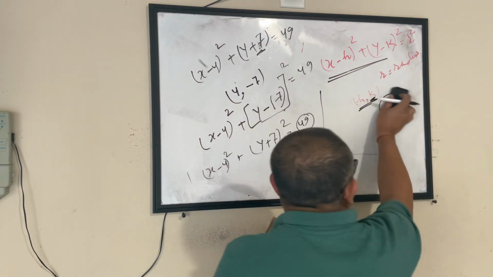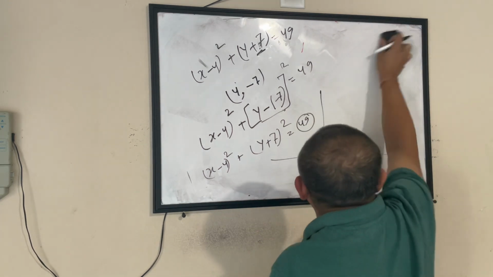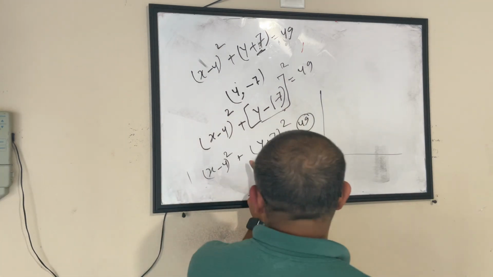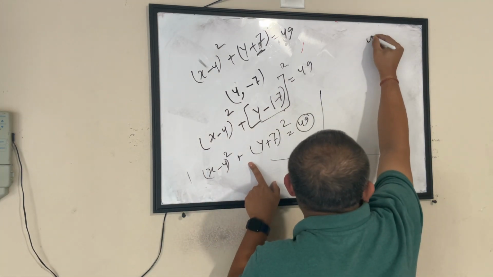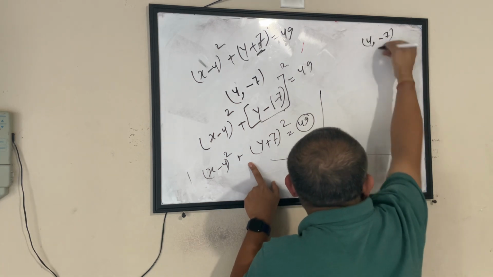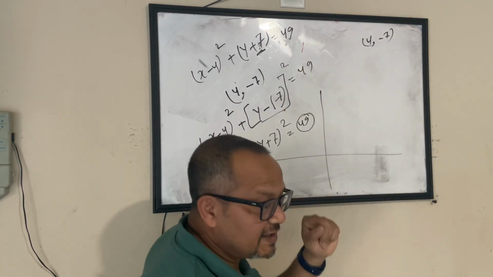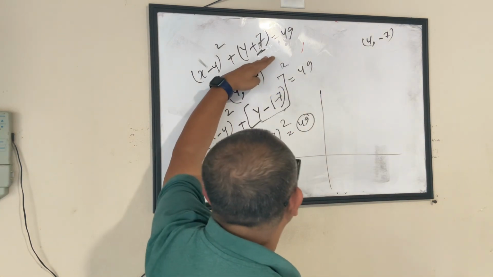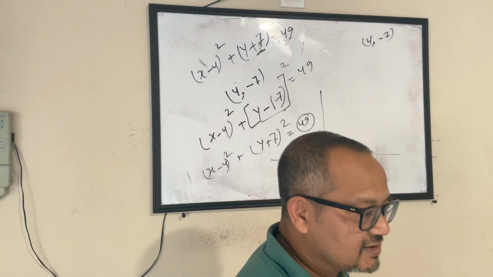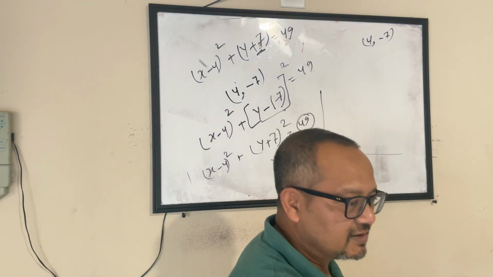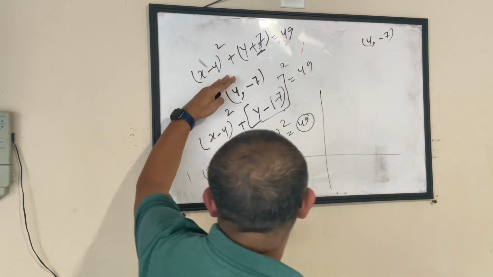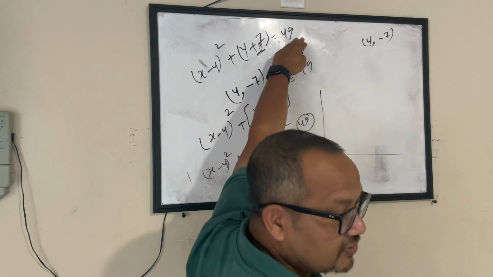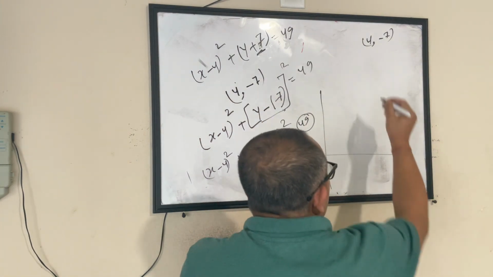So now, if you have to visualize this circle in a coordinate plane, what will happen here? You found the x and y coordinates of the center as 4 and minus 7. Now, from this equation, what is the value of the radius? 7. Yeah. (x minus h) squared plus (y minus k) squared equals radius squared. 49 is nothing but 7 squared. So your radius is 7.